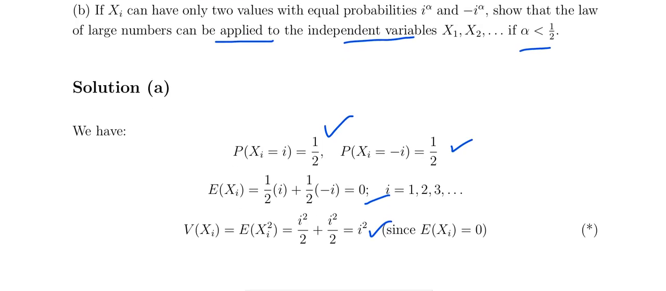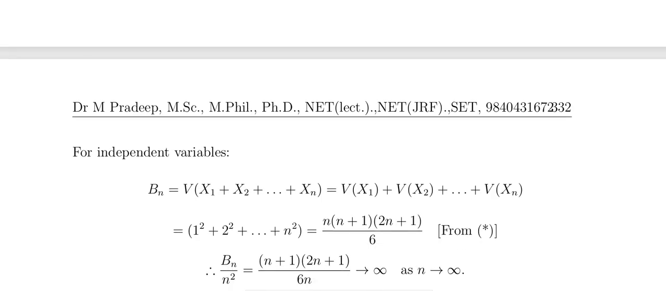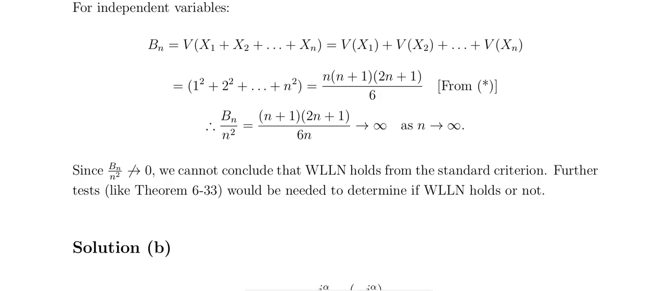So Vn is the variance of x1, x2, ..., xn. Since they are independent, we can just sum the variances, there is no covariance. So the variance of x1 ... xn is 1 square, 2 square, ... n square, since the variance of xi is i square. That is the sum of the squares of the first n natural numbers, that is n(n+1)(2n+1)/6.